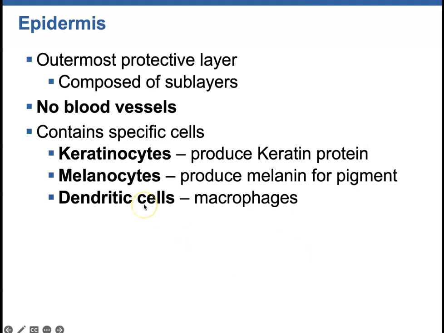And it contains some very specific cells. These are called keratinocytes, and they produce the protein keratin, which is very important in terms of keeping our epidermis healthy. Then we also have melanocytes, which is where melanin is produced, and these produce the pigmentation to protect our skin from ultraviolet rays, and also provide the color for our skin, related to our race or ethnicity. And then the dendritic cells are embedded within the epidermis, and they are macrophages, which means they are part of the immune system.